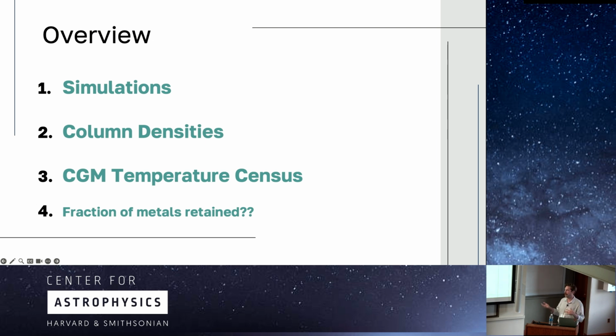For the rest of my talk, I'll introduce the simulations that I'm using, then I'll compare the column densities in our simulations to observations, and then I'll give a brief temperature census. Because I blew through my introduction, I'm going to try and squeeze in the fraction of metals retained in the CGM as well.